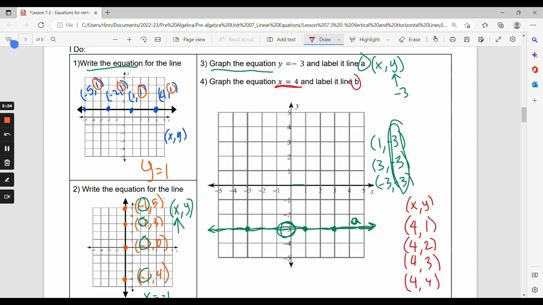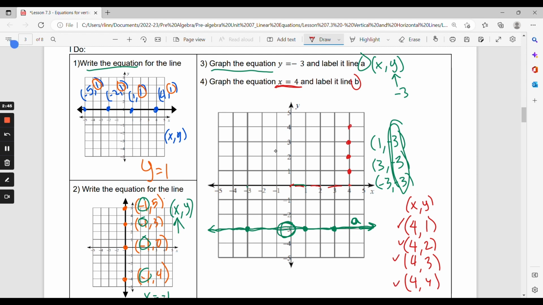Now let's go ahead and plot those points. If I graph those points on here, I'm going to start at my origin, go over to x equals 4, and go up to 1. That's my first point. And I graph my second point at 4, 2. My third point is 4, 3. And then I can do 4, 4 would be right there.